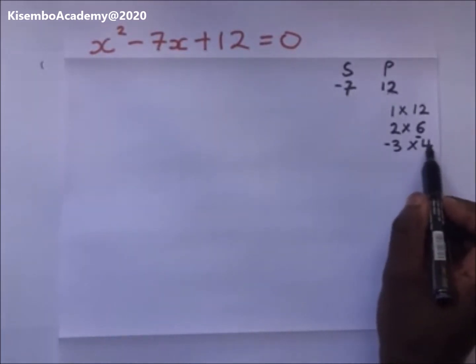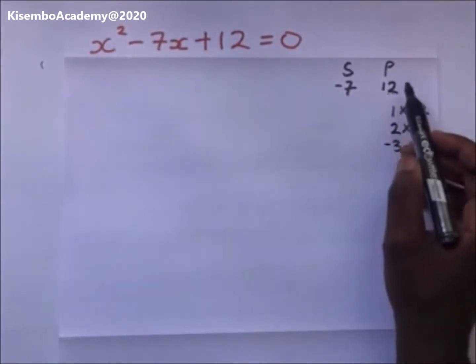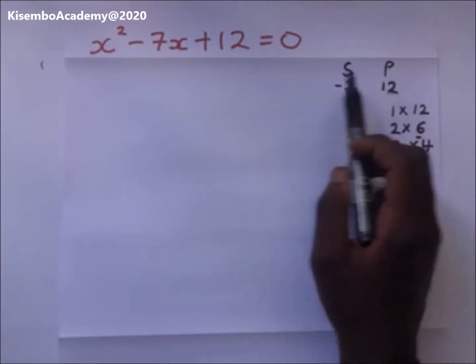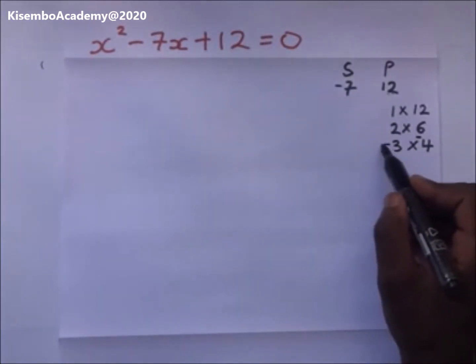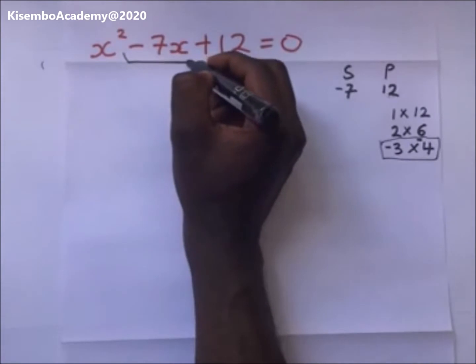So when we add these two numbers, they give us a sum of negative 7, which is that. And when we multiply them, they give us a product of 12, which is that. So these are the two numbers we shall go with. And we use them to displace this middle term.